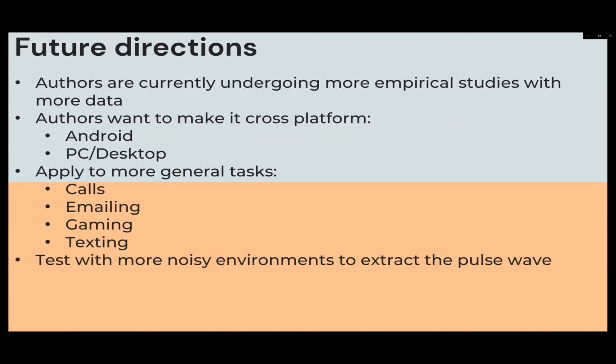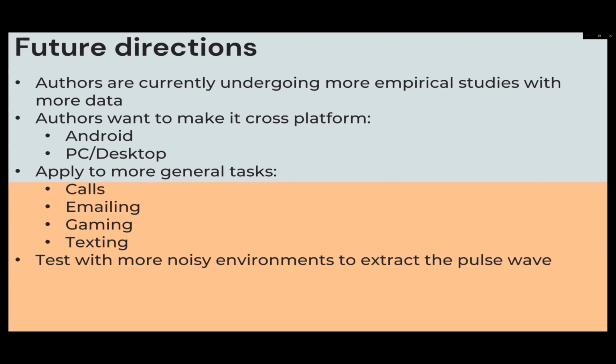So as for future directions, the authors are currently stating that they're undergoing even more empirical studies with more data on more different test subjects on a variety of different tasks. And the authors do eventually want to make it cross-platform. So right now it's only on iOS, but they do want to make it for Android as well as make it available for PC or desktop. And in the future, I would personally love to see it apply to more general tasks, even just calling, emailing, playing games on your phone, or texting people, seeing if you can even have it more applied to those general tasks that everyone does.